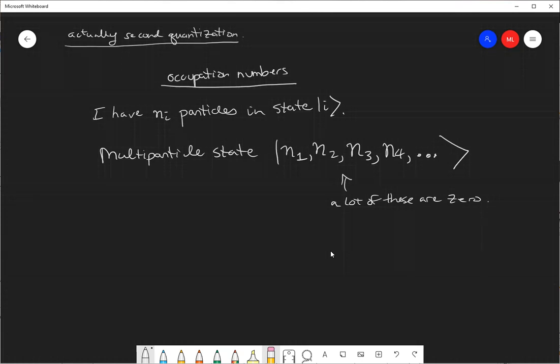And this only works for identical particles, obviously, because otherwise this wouldn't be a unique representation, right? If I tell you that there's 3 particles in state 5, then if they're distinguishable in some other way, that's not enough. You have to tell me which particles are in state 5 or what have you. So it's for identical particles.